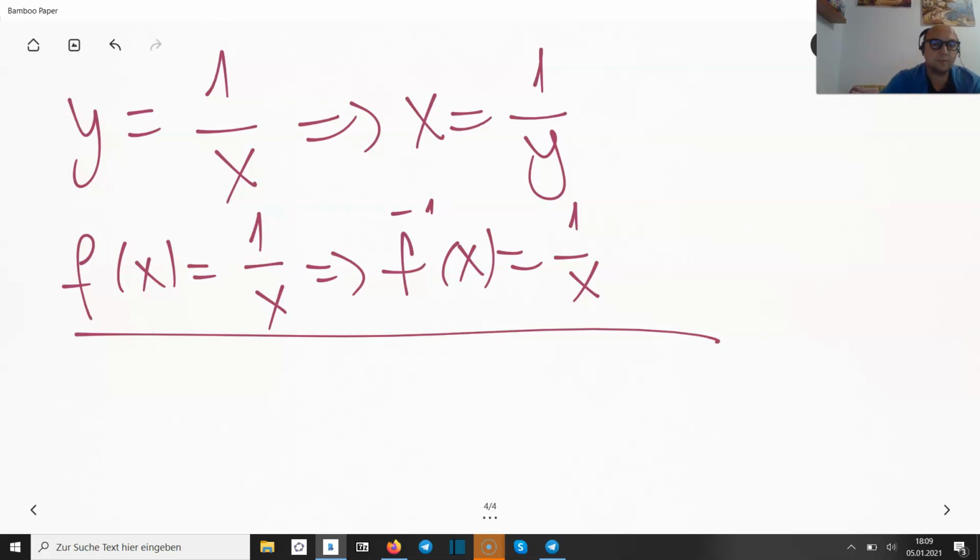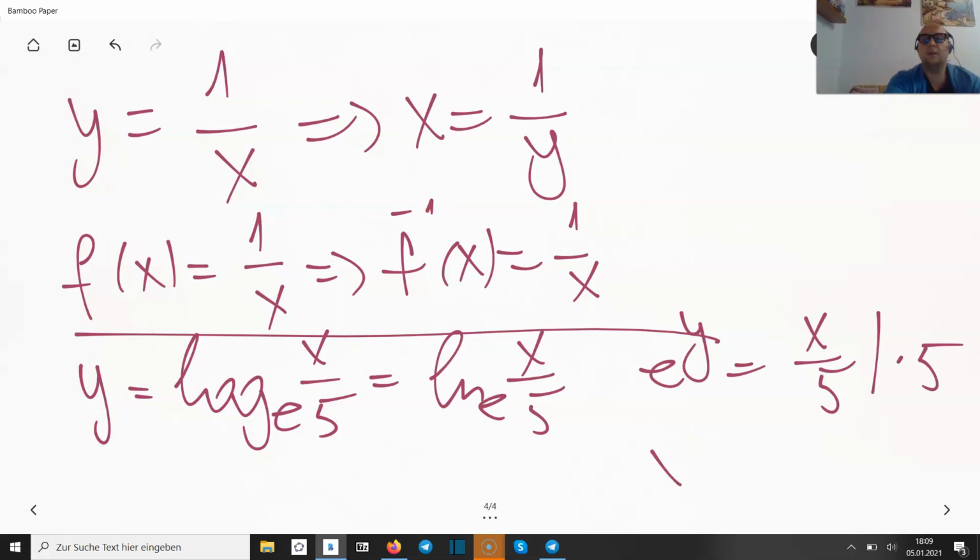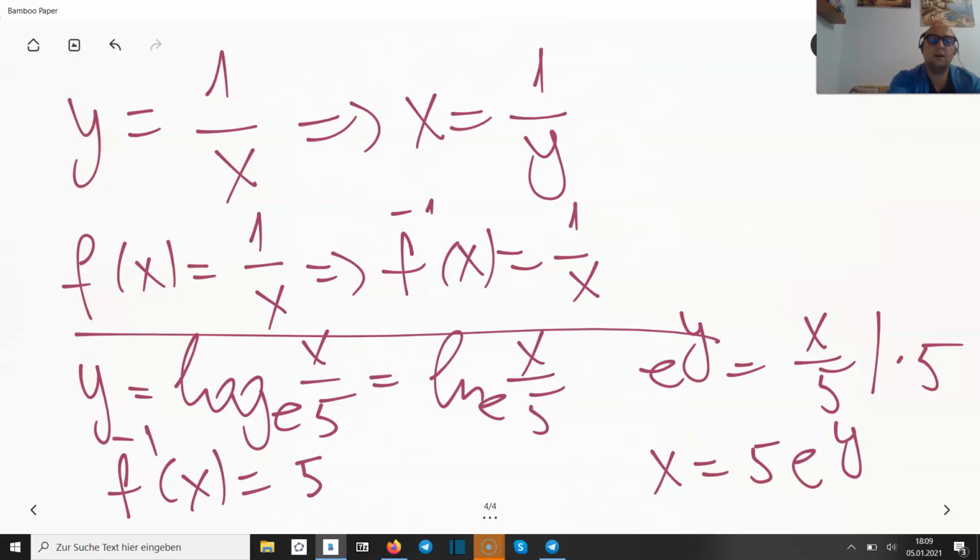Really nice. And the last one for tonight is if we have y equals the logarithm of x divided by 5. Let's say this is the logarithm with base e, so ln of x divided by 5. Once again, we have to solve for x, so e to the power of y is equal to x divided by 5. We multiply times 5, and x would be 5 e to the power of y. So f to the power of minus 1 in this case would be 5 times e to the power of x. All right? I hope it makes sense.